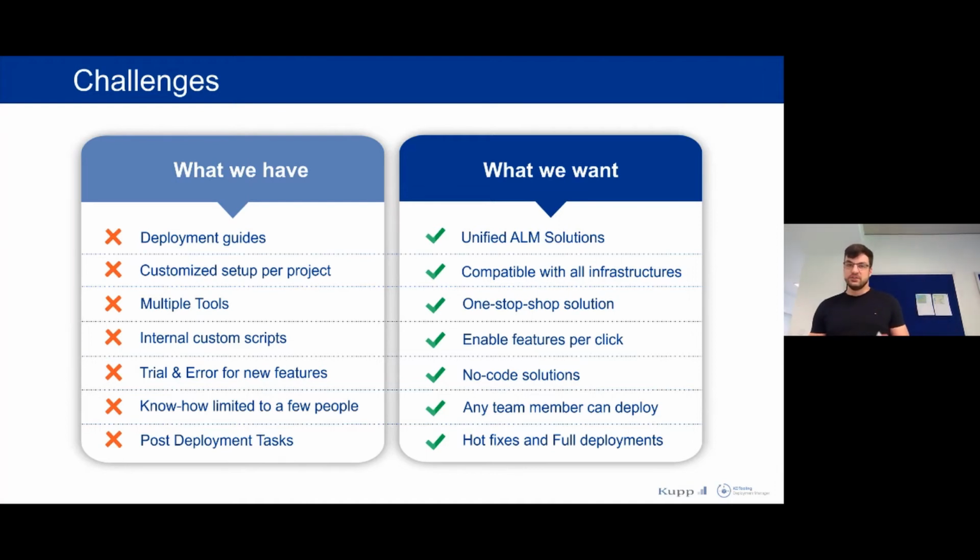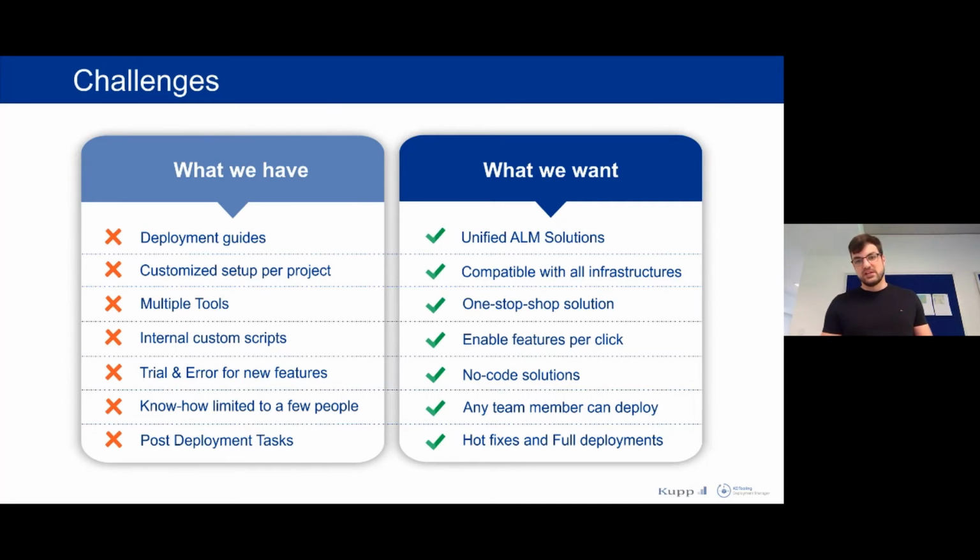We would like to have a unified ALM solution. So if, as a big company with many people, with many projects, you would like to have one way to do deployments, and everyone can do that, so you don't have to explain to everybody how it works. There's just one way and that's it. Doesn't matter which project. And of course, infrastructure shouldn't be a problem. So if you're in a bank or insurance company with very restricted access rules, you need to support that as well. And of course, a one-stop solution, so we don't have to switch between multiple applications.